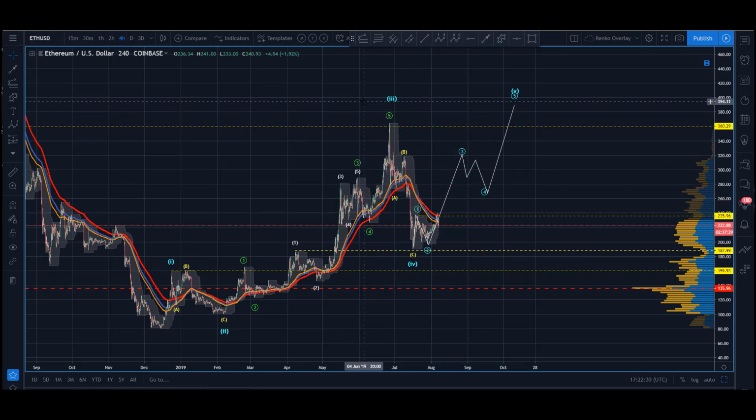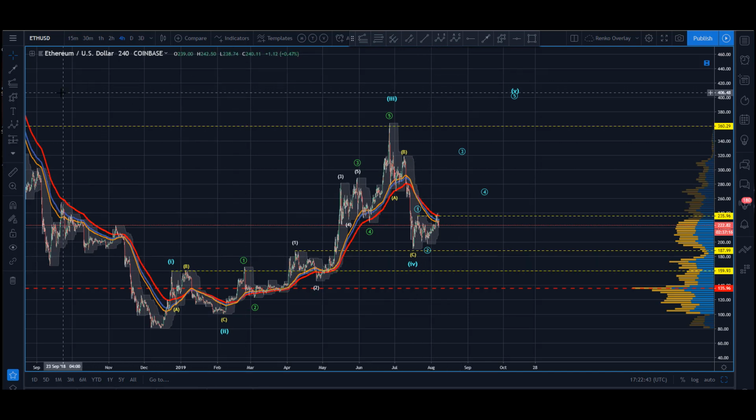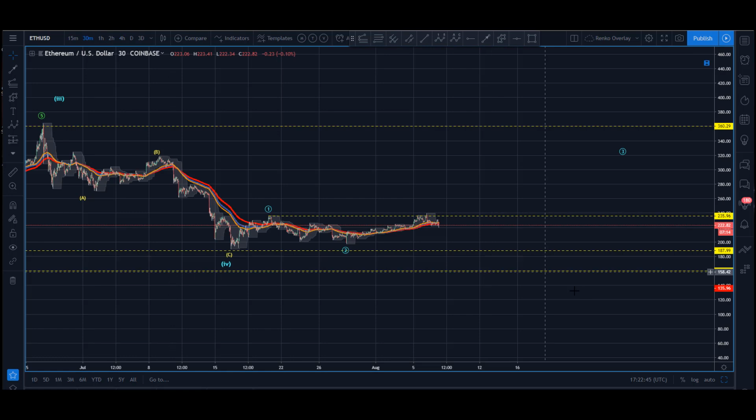So then you got to look at it and go, all right, maybe I'm overanalyzing. Let's go down to a smaller time frame and see how good this 1, 2 looks, because right now it's really a stretch to say we've gone impulsive. Oh, let's go to 30-minute.